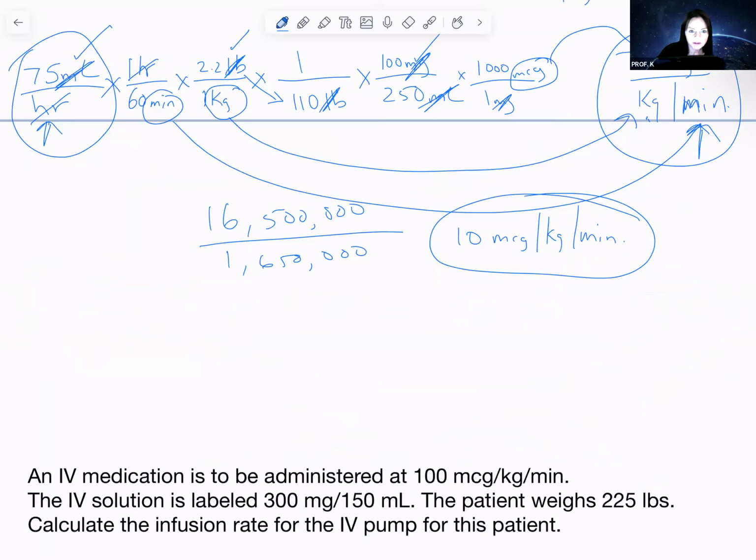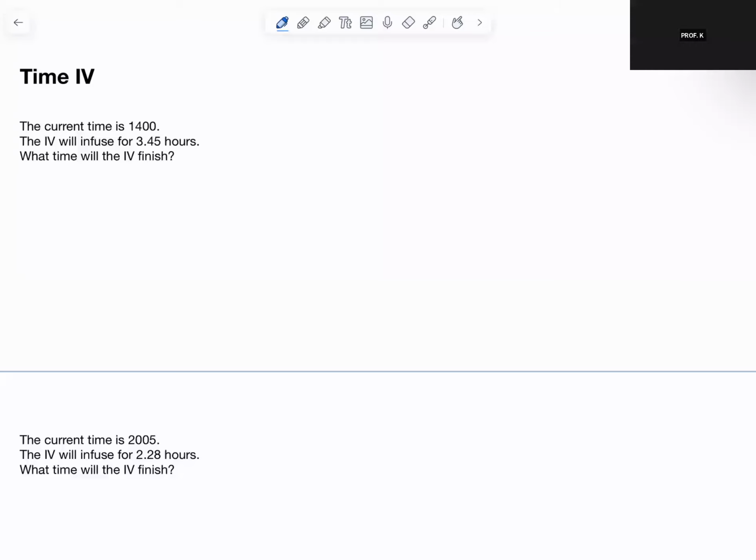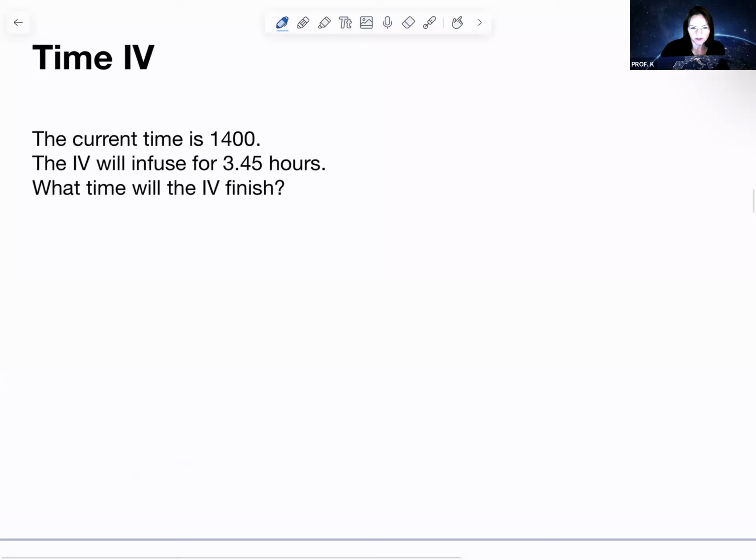All right, let me pause here for 1 second. All right, I want to ask you to look at this first question. This is just a prep for you guys to try. Just going to find it. If I were to ask you and say the current time is 1400, that's military time, right? The IV will infuse over 3.45 hours. What time will the IV finish?